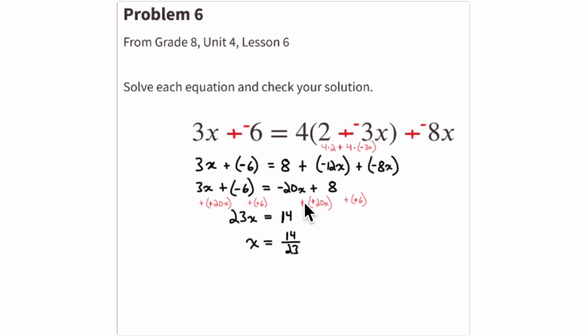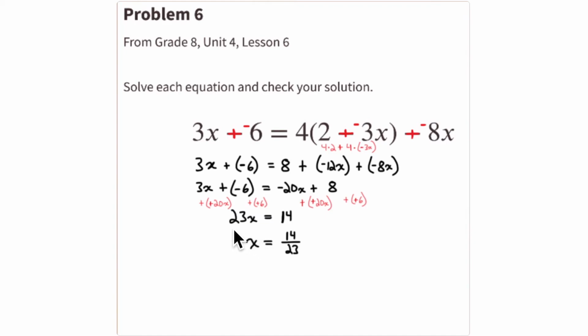And I'm going to add a positive 20x to both sides. So I want to keep the x's positive if I can. If I do that, then it's going to be a positive 23x on this side, and to get rid of the numbers, the integers, I'm going to add a positive 6 to this side, positive 6 over here, you get positive 14. And x equals 14 23rds.